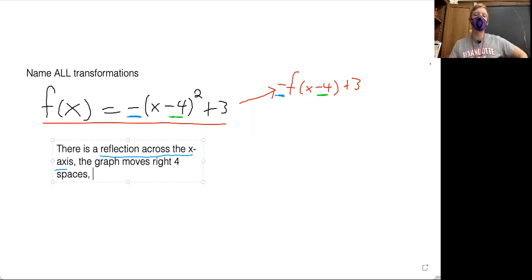And then what about this +3 that's on the end right here? What would that do to our graph? It would make it go up.